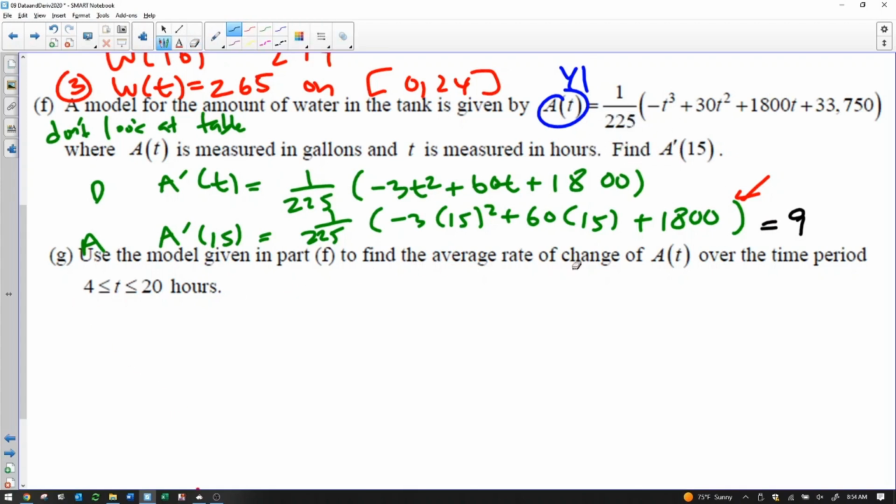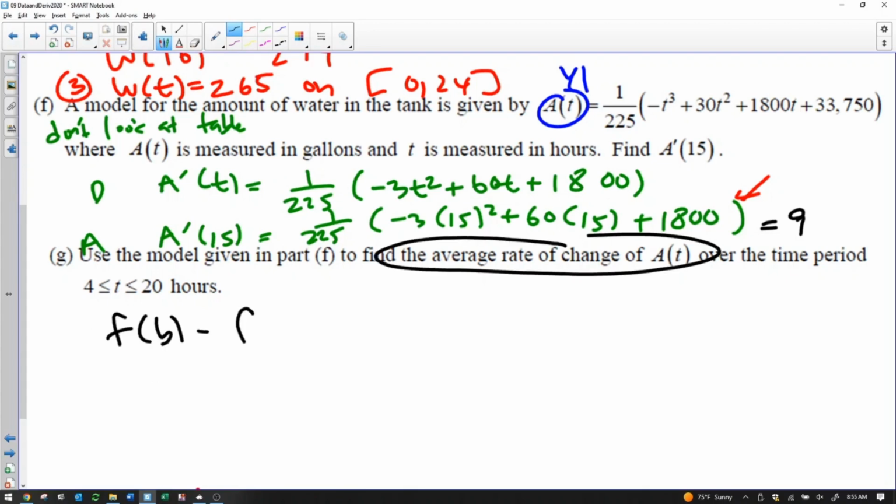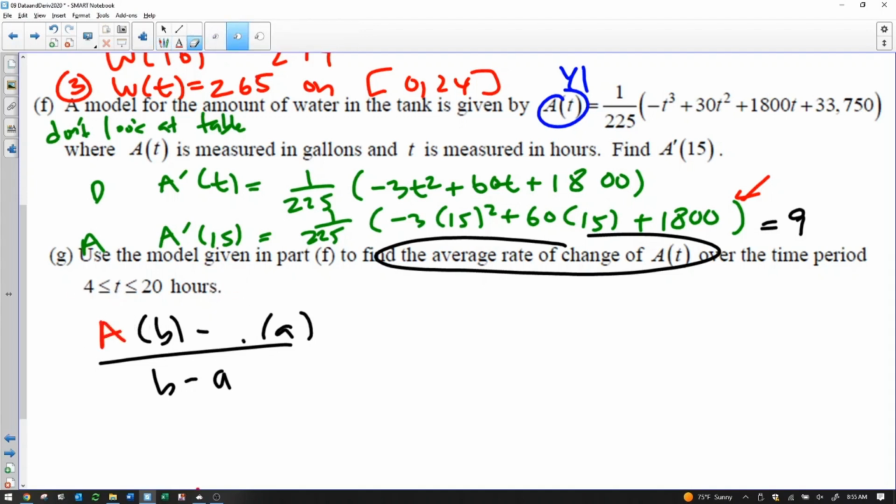Finally, the last problem says, find the average rate of change of A(t) over the period. So what is average rate of change? I would write the formula. They want the average rate of change of A(t). So remember, average rate of change is f(b) minus f(a) over b minus a. You're just going to memorize that. Average rate of change is a slope. It's what you knew the slope was before you came to this class, and I confused you. Okay? So instead of f, though, my function is called what? A. So I'm just going to replace all the f's with A.